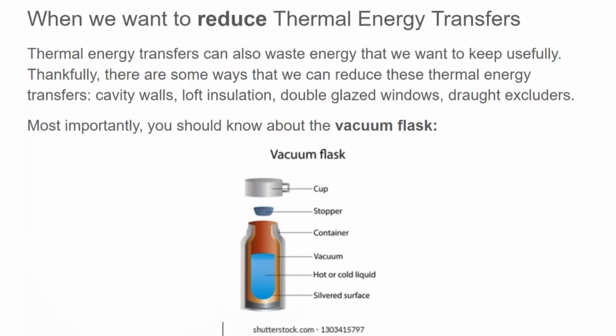When we want to reduce thermal energy transfers: thermal energy transfers can also waste energy that we want to keep usefully. Thankfully, there are some ways that we can reduce these thermal energy transfers: cavity walls, loft insulation, double glazed windows, and draught excluders. These are all in homes. Most importantly, you should know about the vacuum flask because that's what they're going to examine you about.